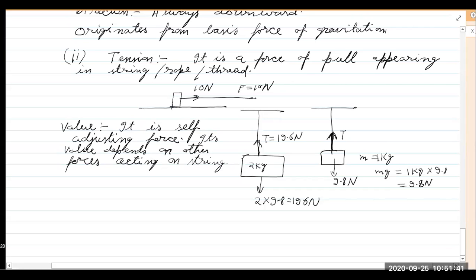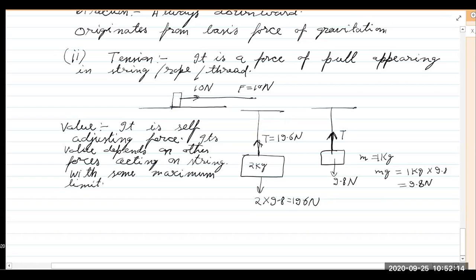Now if you start increasing the weight here, suppose you apply 10 kg, 20 kg, 30 kg, at some point of time this string will break. So the value is self-adjusting but with some maximum limit. So it is a self-adjusting force with some maximum limit.